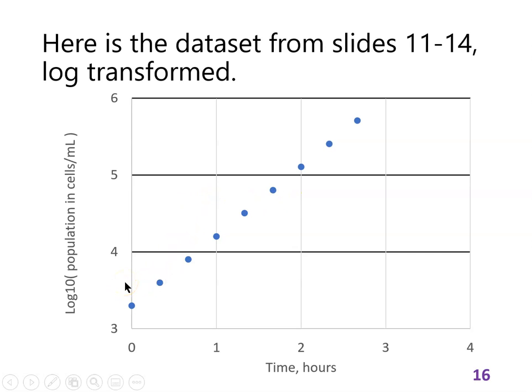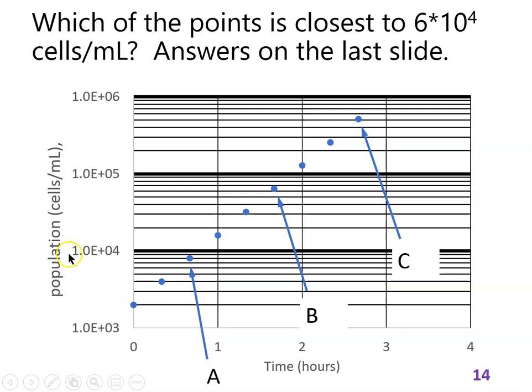So now let's just think for a second, what was the y-axis when we were looking at the semi-log paper? Was it log 10 population of cells per milliliter, or was it cells per milliliter? Think about that for a second. And let's go back. It was just the population in cells per milliliter. This is not log transformed data. These are the actual data points. So this is 10 to the 5th power, and there are data points around that, 10 to the 6th power.